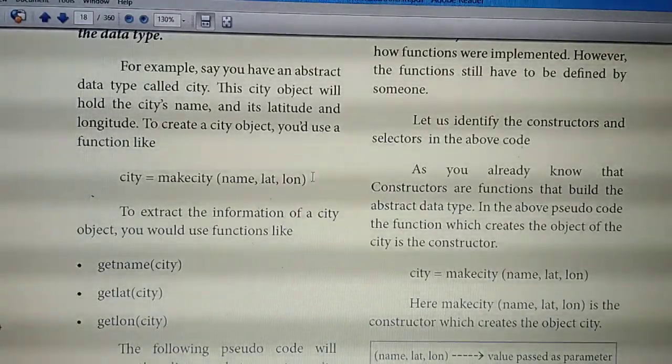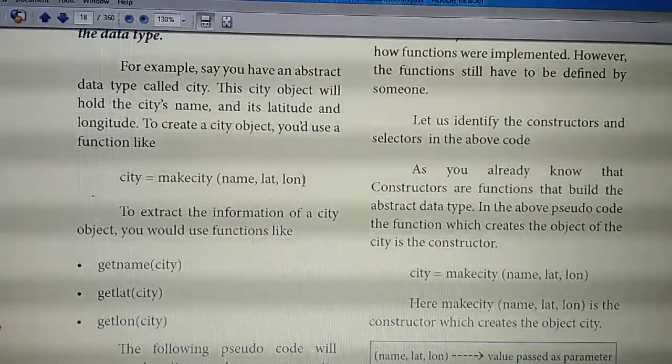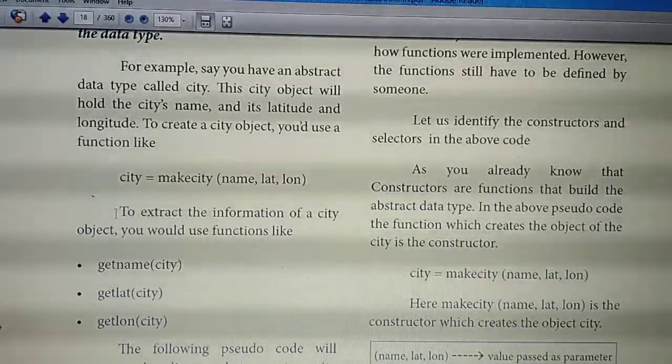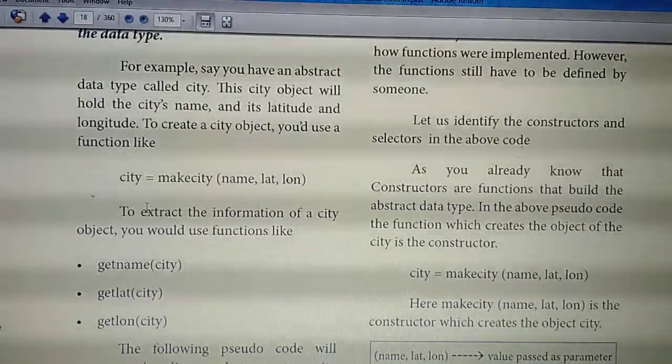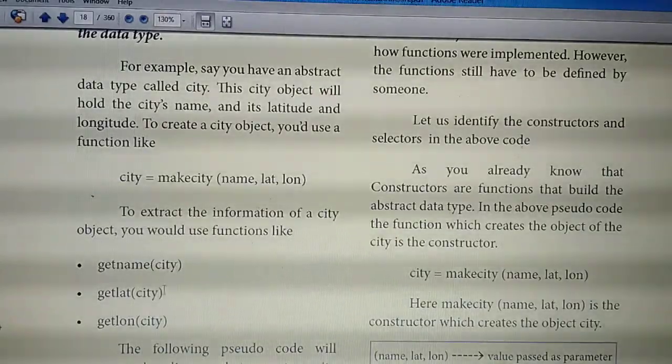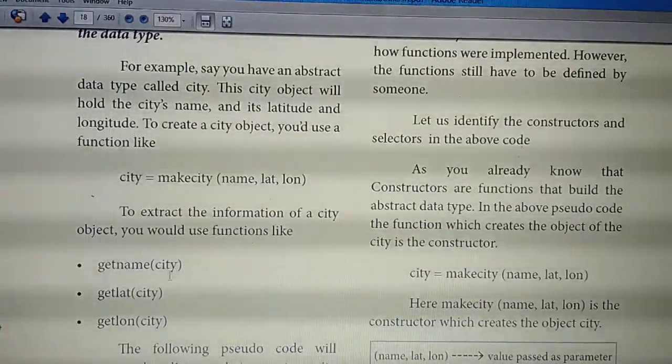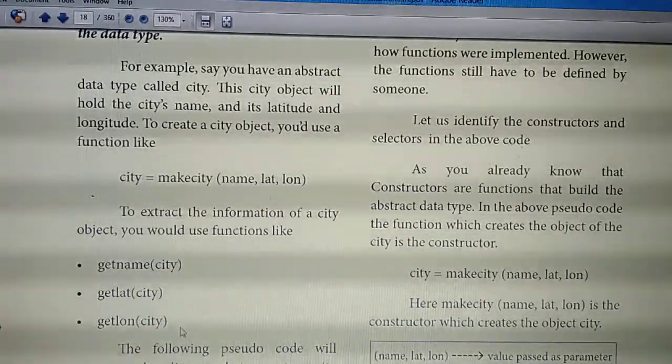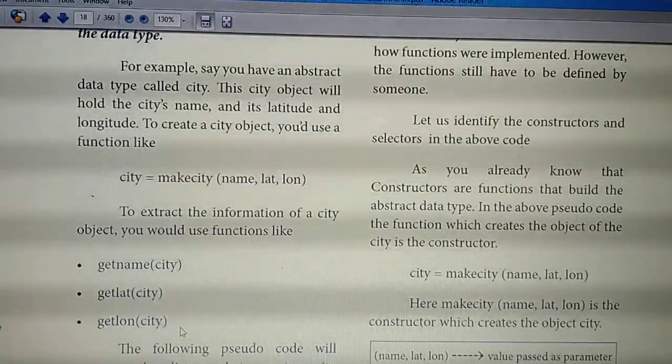City equal to make city name, latitude, longitude. Okay. Then for selector, this is the third point. To extract information of a city object, you would use functions like this: get name of city, get lat of city, get longitude of city. So three points you should write.